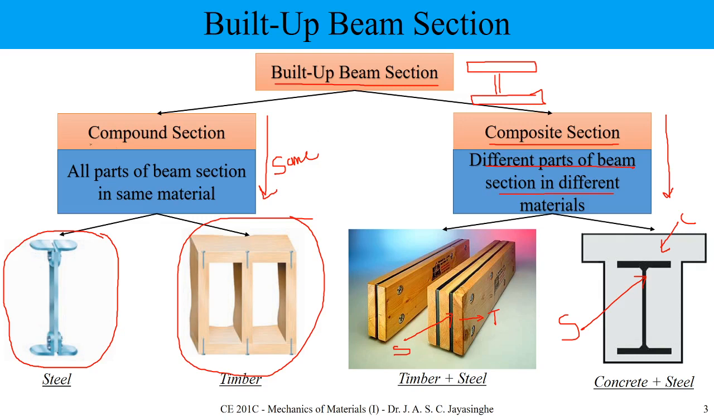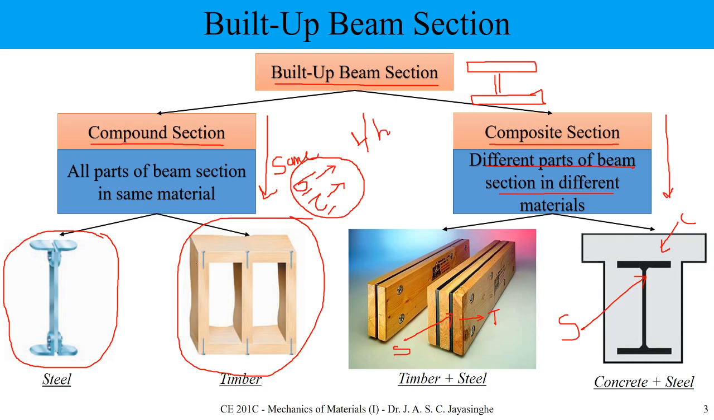When you come to the compound section, we are using the same material. That means there is no problem using the simple bending formula to find the normal stress, and the simple shear formula to find the shear stress variation. If you remember, when deriving these equations there are two main assumptions: one is that it should be in the linear range, and the other is that the material should be homogeneous. This is homogeneous.